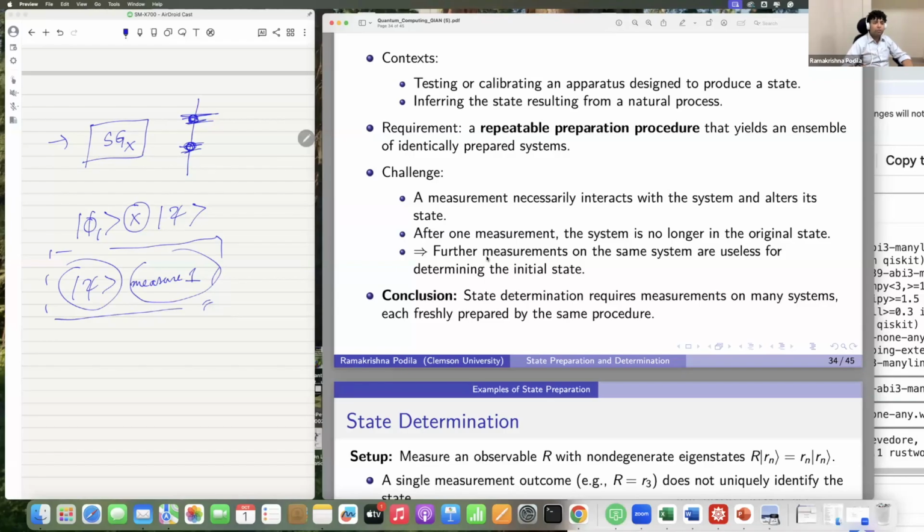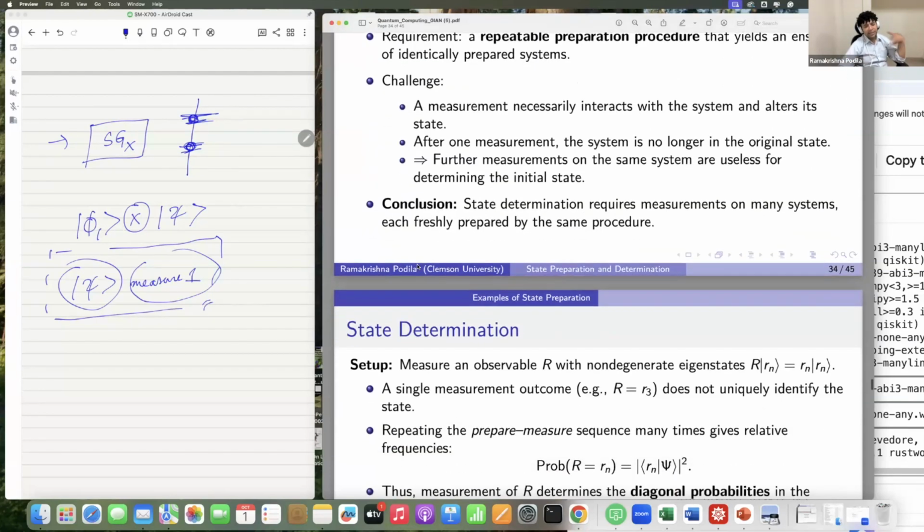So what I would have to do, for example, in Stern-Gerlach, is repeat this experiment on multiple particles that are identically prepared. That is, I heat the oven, I get this silver atom to come out. I need multiple silver atoms to come out to identify which is spin up and which is spin down. I cannot keep measuring on the same particle because every time I make a measurement, the state preparation procedure has changed, right?